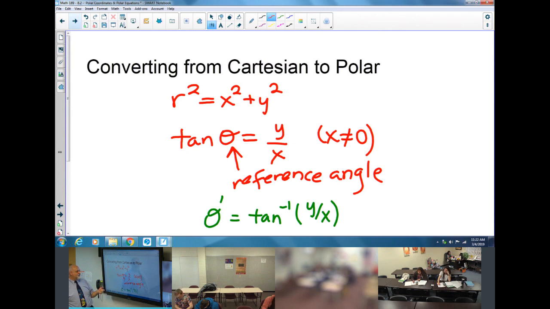And then, okay, this is the formula that the book gives you. Tan theta equals y over x, where theta is a reference angle. So I just kind of write it like this: theta prime, and the prime, remember, was how we wrote reference angles, is the inverse tangent of y over x. So to me, I like my formula better because it's one extra step that's already done for you.